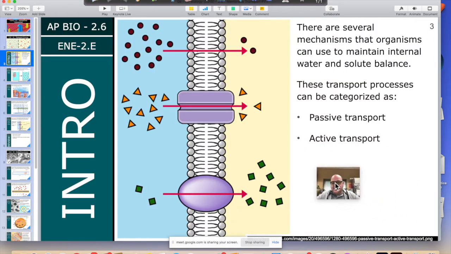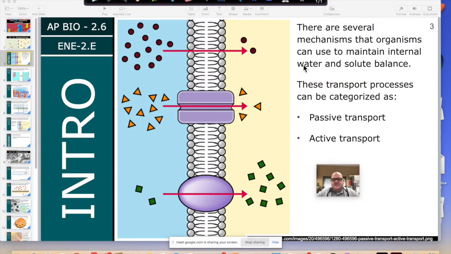Just as an introduction, there are several ways that cells can use transport to maintain homeostasis, especially for water and other solutes. So we put these two things up here into two categories: passive transport, no energy, and active transport, which requires energy. So let's take a look at this.